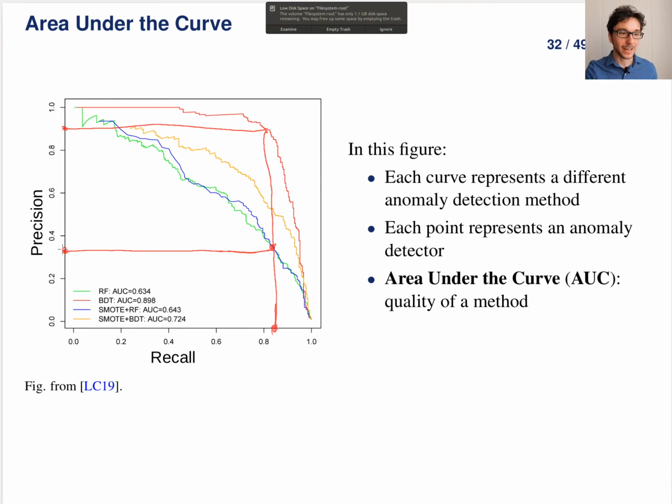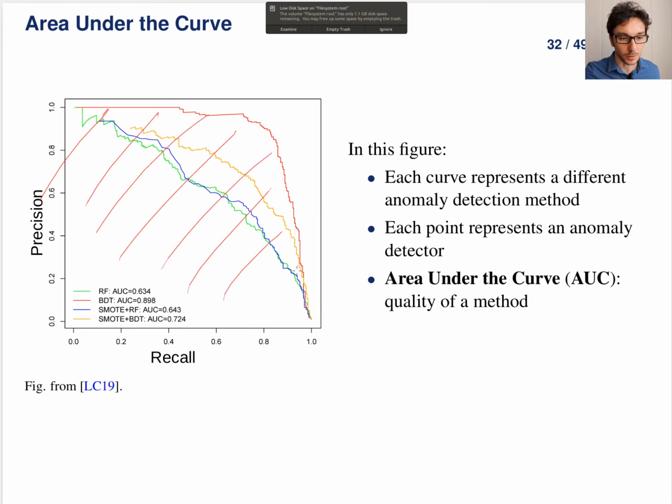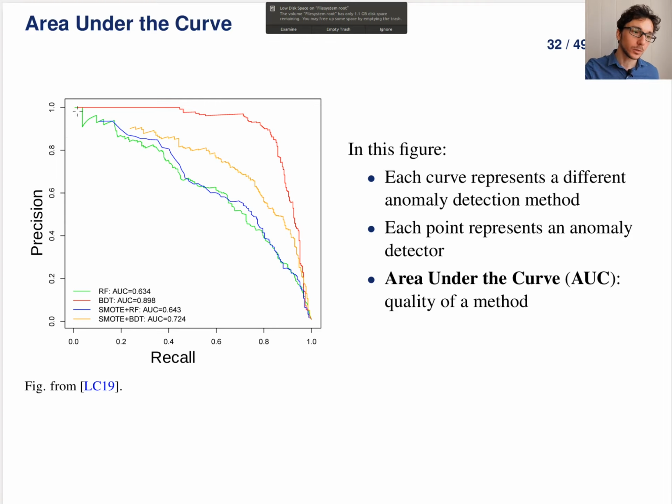So how to summarize this quality of precision recall curves? Well, we use the area under the curve. That is actually the area under the curve. There's no easier way to define it. Okay, so the higher the better. A perfect detector would have area equal to 1 and would correspond to something like that. While a detector, like a sort of baseline detector, would have area under the curve 0.5.